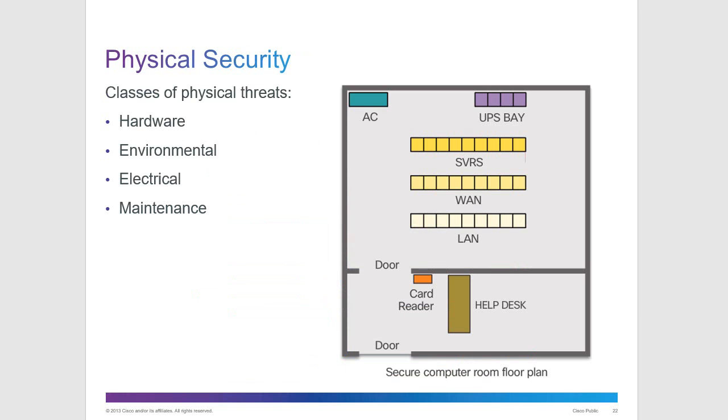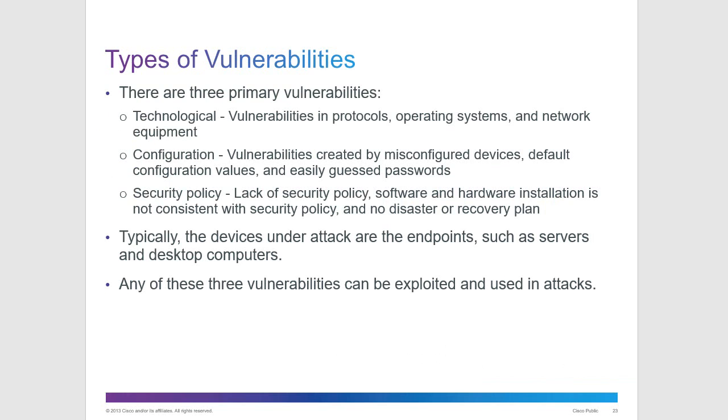Physical threats, you could have hardware, environmental, electrical, maintenance. You might want to have your devices locked up in a cage so no one can access them. You want to have them away from other electrical equipment that might harm them, and so on and so forth. Again, this is a repeat of chapters 1 and 2, so I'm not going to spend much time there.